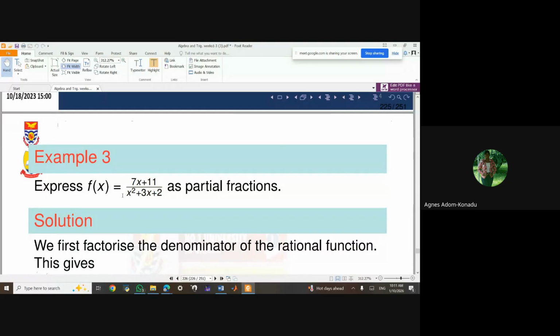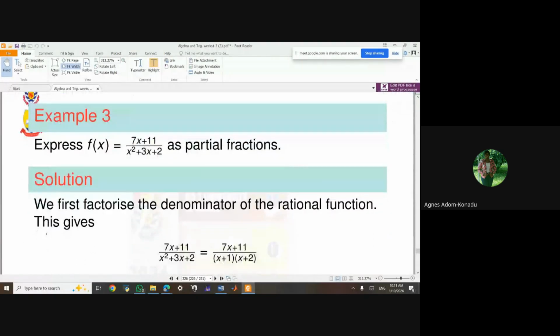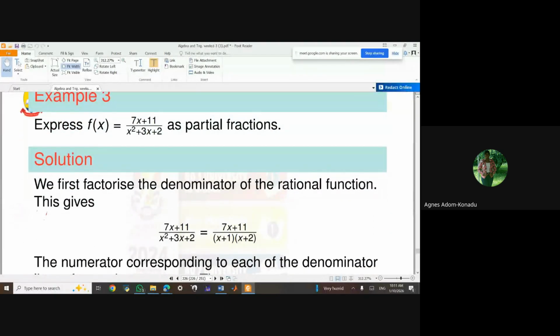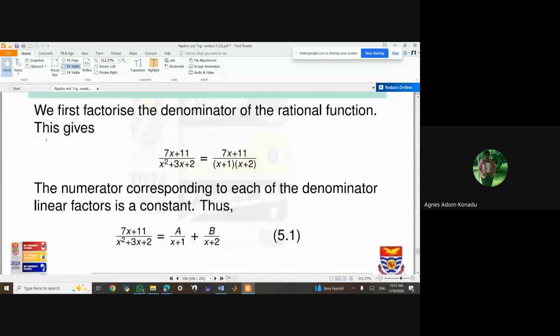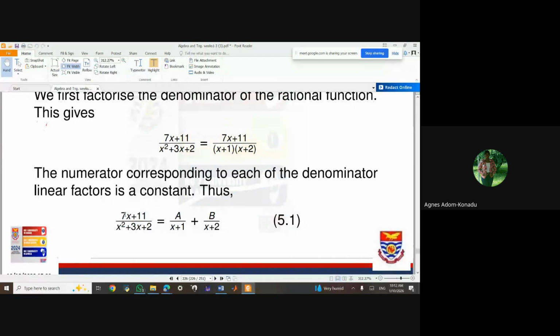Then I have to look for the factors of the denominator. There's a quadratic function, so I should be able to find the factors. When I find the factors, I'm going to get s plus 1 and s plus 2. We can see that they are non-repeating linear functions. They are not the same. So in that case, when I decompose, I'm going to get A over s plus 1 plus B over s plus 2.